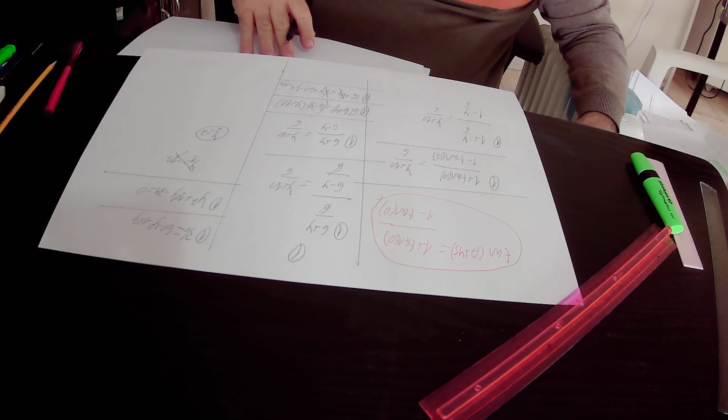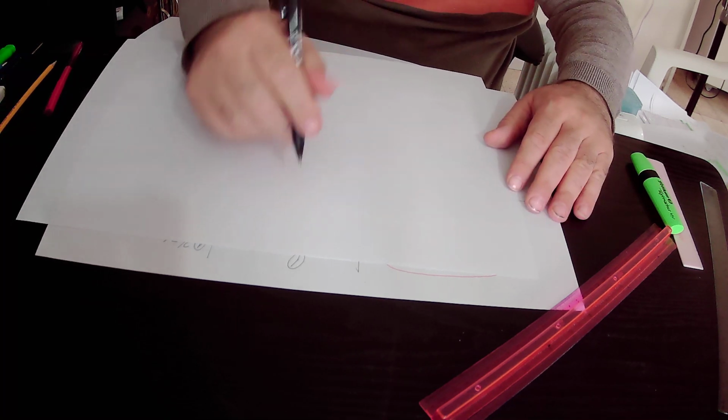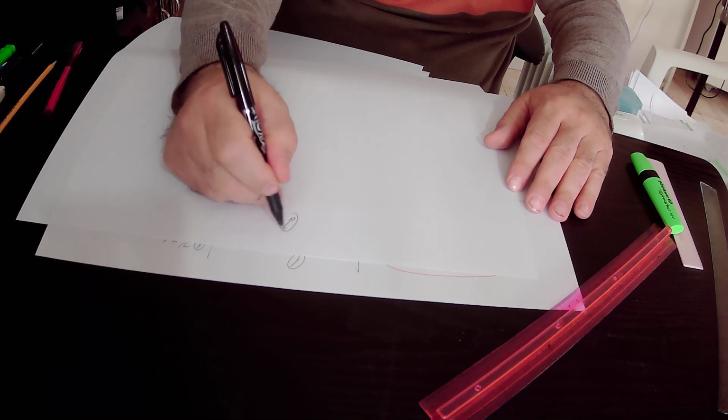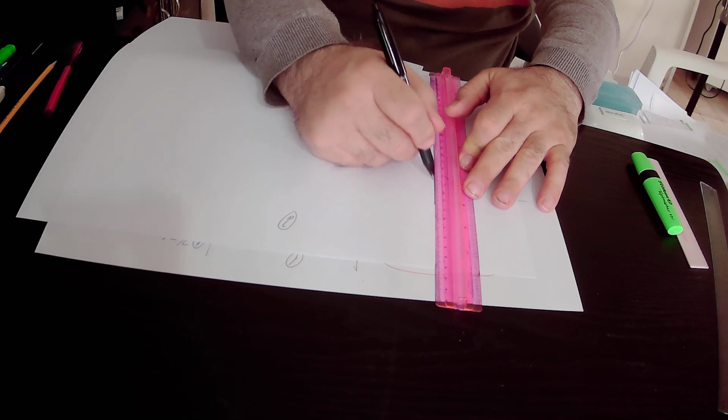So here I will copy the right triangle ABD to this new page, and we will implement the Pythagorean theorem on the right triangle ABD.